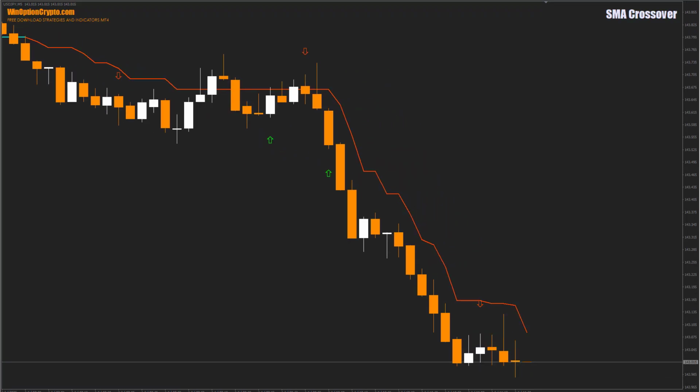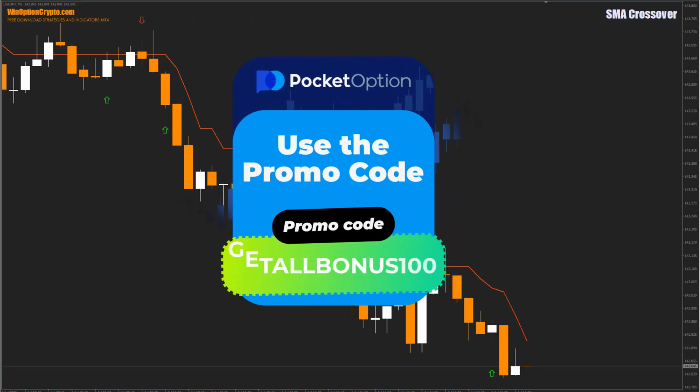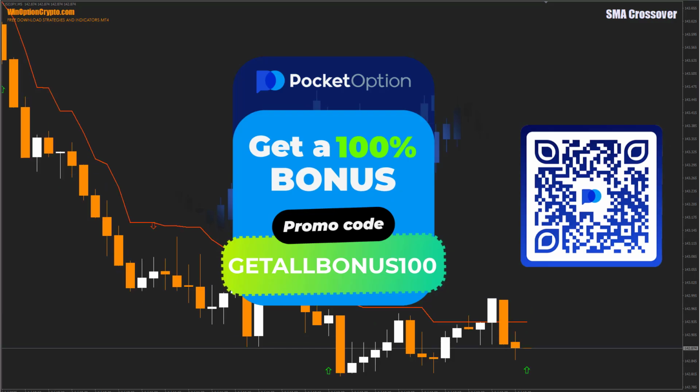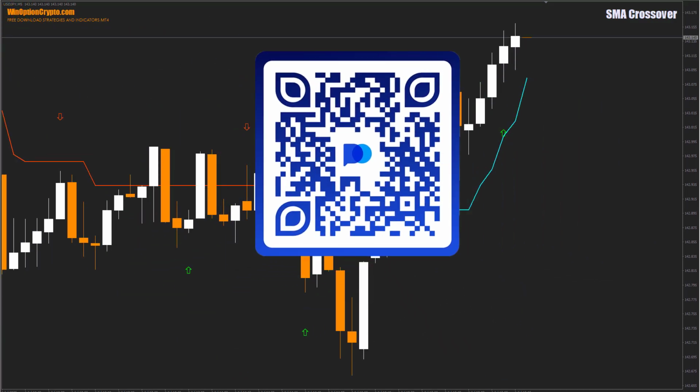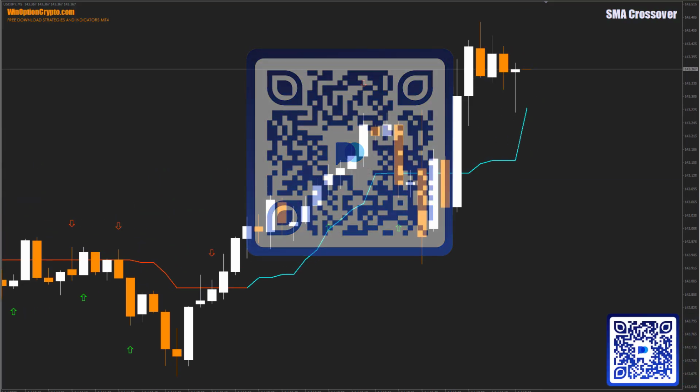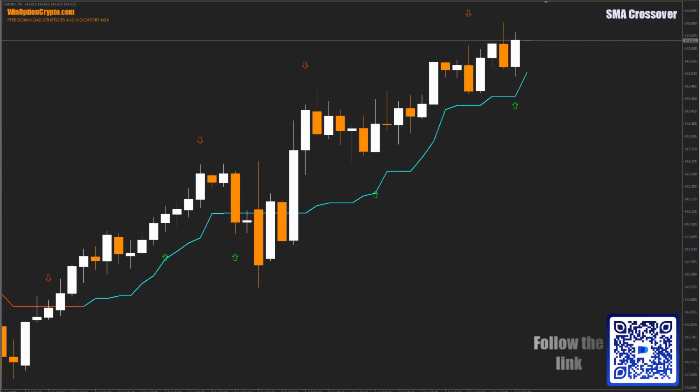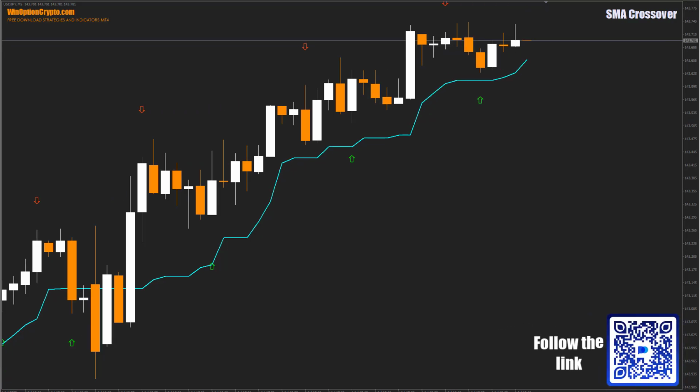Hello everyone. Today we will analyze the SMA Crossover indicator for binary options. It uses one of the most popular technical analysis methods to generate trading signals, moving average crossover. This method can be useful, but it must be used cautiously in combination with other tools.